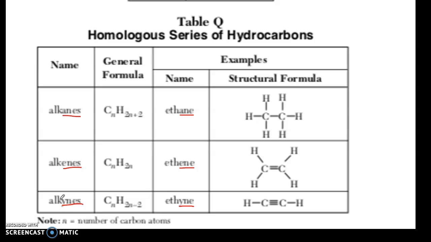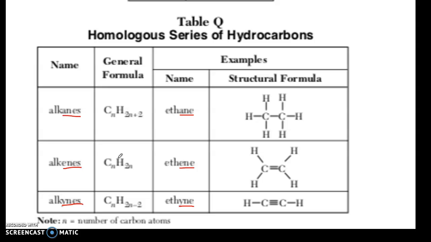This is when you're going to use Table P of your reference table to help you. Once you figure out the number of carbons you have in your compound, you can put it in the general formula, and it'll tell you the molecular formula of your compound.